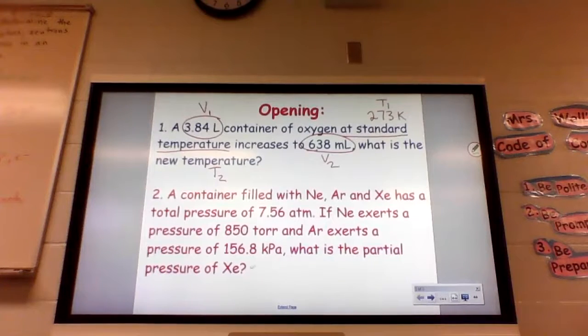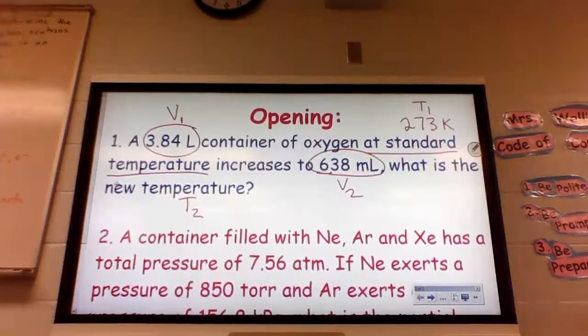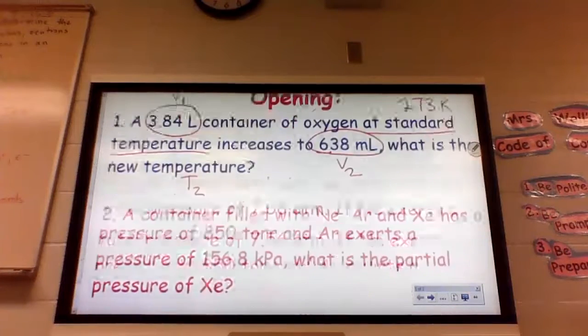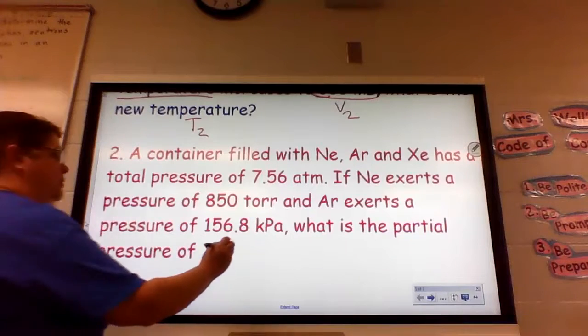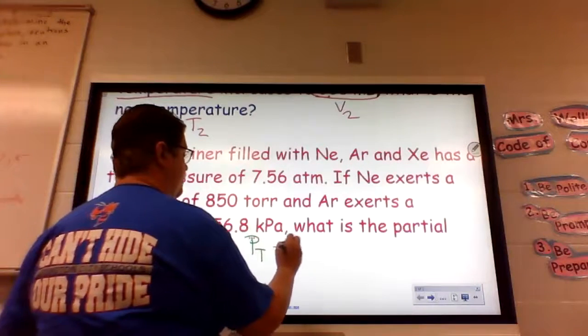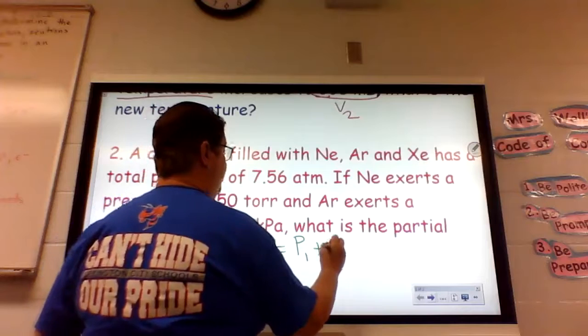All right, I'm asking for a partial pressure. What law did we learn that has partial pressure in it? Dalton's. So you should be using Dalton's law of partial pressures. So how many gases did I give you in this? 3. I gave you 3. So we're going to use PT equals that too. It's on the reference sheet.